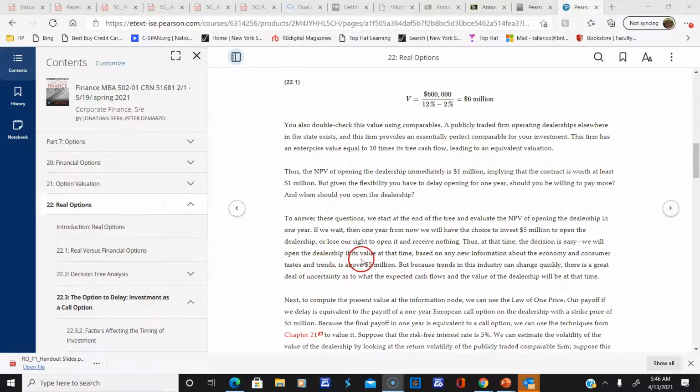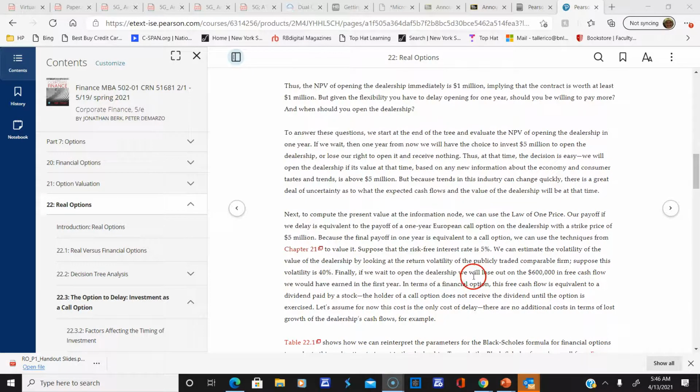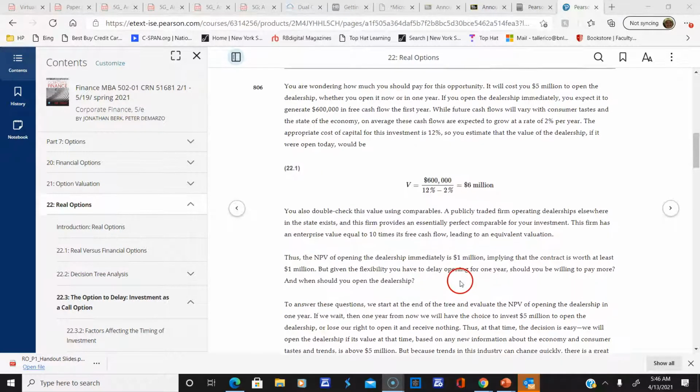We will open the dealership if its value at that time, based on any new information about the economy and consumer tastes and trends, is above $5 million. But because trends in this industry can change quickly, there is a great deal of uncertainty as to what the expected cash flows and the value of the dealership will be at that time. So this is the big question we're dealing with here, the decision to delay.